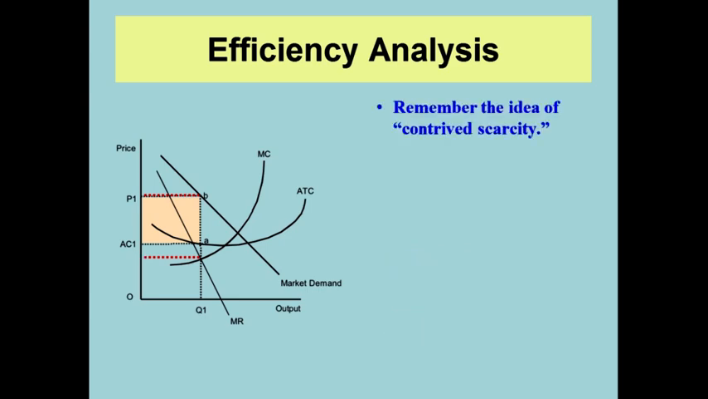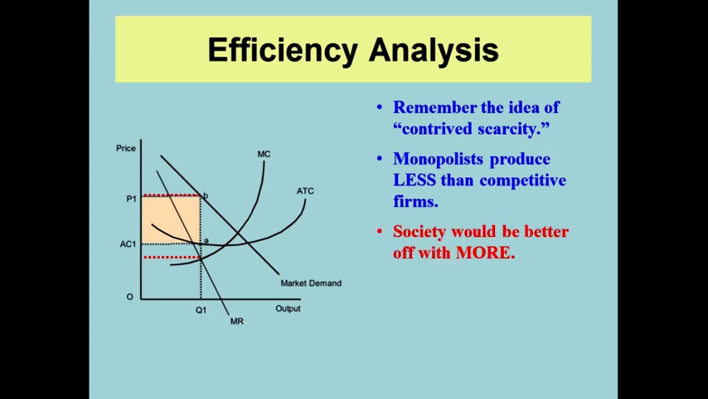Remember the idea that we talked about in class called contrived scarcity. What we meant by contrived scarcity was that the monopolist produces less than a competitive firm. So the monopolist here is producing Q1, but a competitive industry rather, is going to produce more. And in this case, society would be better off with more. Everyone agree? Price is greater than marginal cost. When price is greater than marginal cost, it means our value is greater than the marginal cost of producing this. So if our value is greater than the marginal cost of producing, we should produce more.